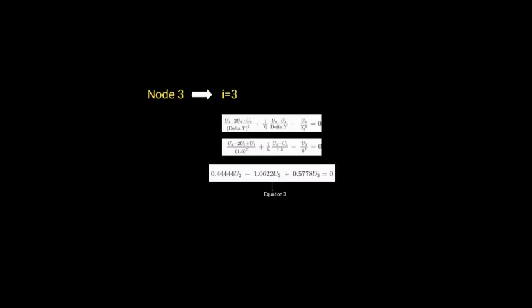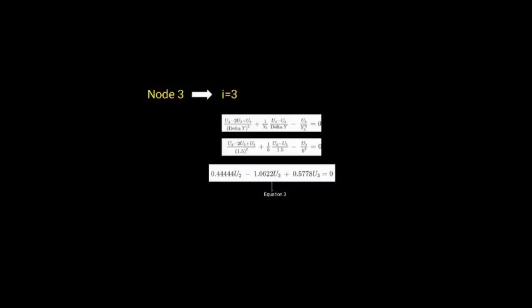So this is the continuation. In the example, we are now on node 3. In node 3, i is equal to 3. The equation is (u sub 4 minus 2 u sub 3 plus u sub 2) over delta r squared plus 1 over r sub 3 times (u sub 4 minus u sub 3) over delta r minus u sub 3 over r sub 3 squared is equal to 0.